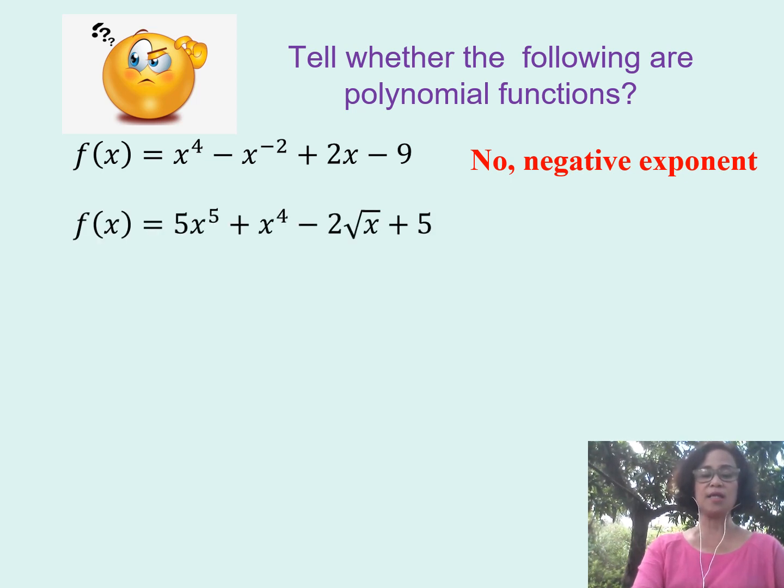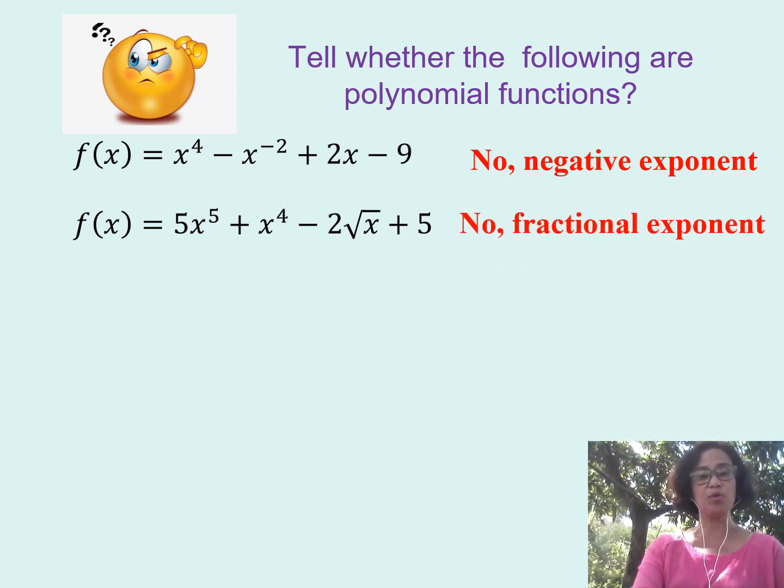f(x) = 5x^5 + x^4 - 2√x + 5. Is it a polynomial function? No again, since the third term, -2√x, when written in exponential form, will become -2x^(1/2). So, it becomes a fractional exponent.